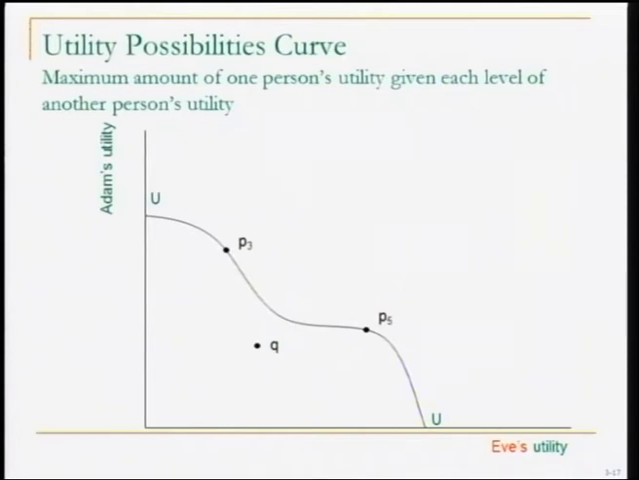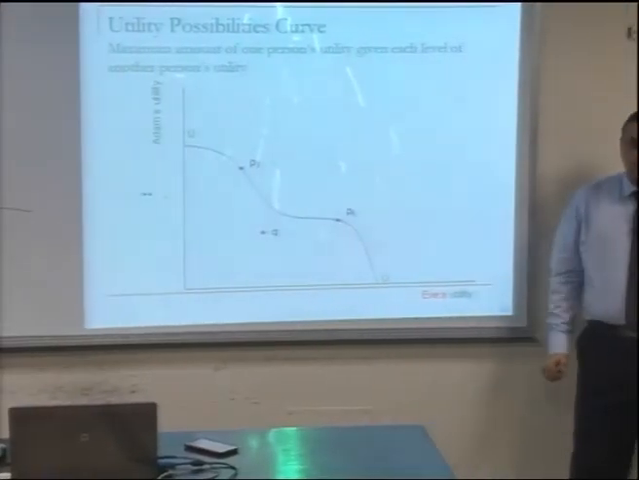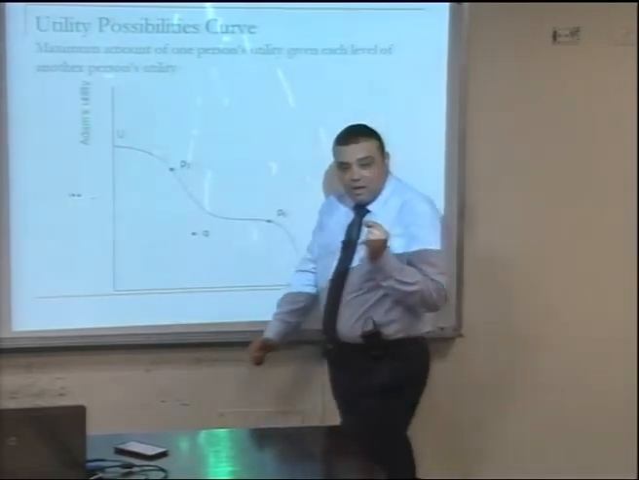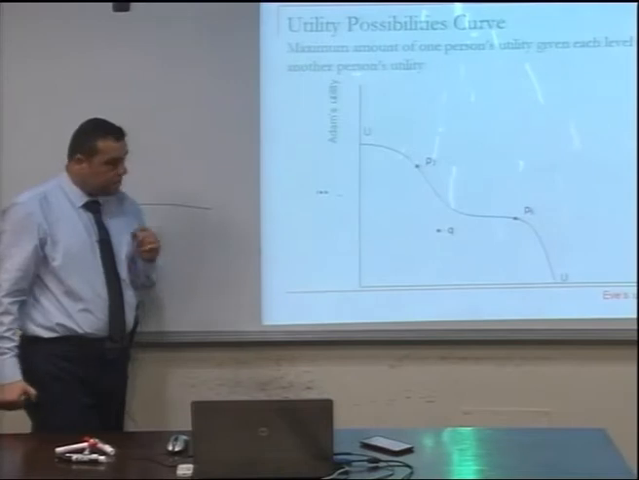Utility possibilities curve. The maximum amount of one person's utility given each level of another person's utility. Each point along the utility possibilities curve represents Pareto efficiency. Okay?